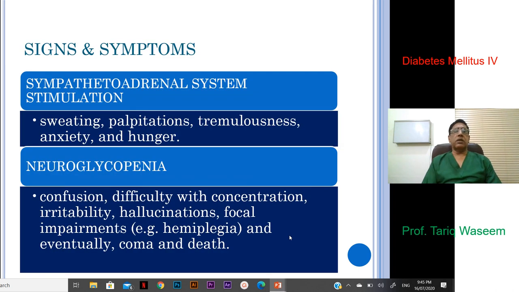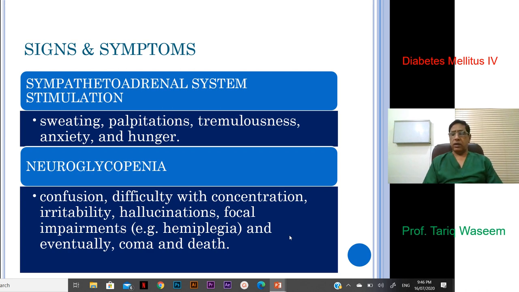The signs and symptoms of hypoglycemia usually are sympathetic adrenal system stimulation. So whenever there is hypoglycemia, the sympathetic system gets activated to produce more cortisol and more catecholamines, and this would result in sweating, palpitation, tremors, anxiety, and a hungry feeling. The lack of glucose and energy to the neurons would cause the patient to be confused. He would have difficulty in concentration. He would become irritable. He may hallucinate.